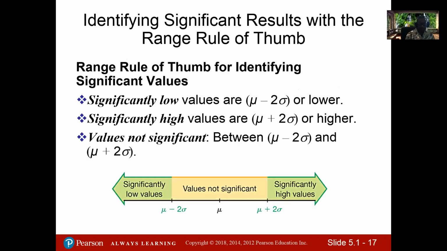Now, further, let's identify the significance. What I mean is which values are significantly high or low. Remember, we are using the range rule of thumb that we have been using. It is to find the 2 standard deviations. So if you have a number that is less than the mean minus 2 times sigma, it is significantly low. If it is greater than the mean plus 2 times sigma, it is significantly high. And if it is in between, then it's not significant. So remember this chart very well. That gives us this diagram.